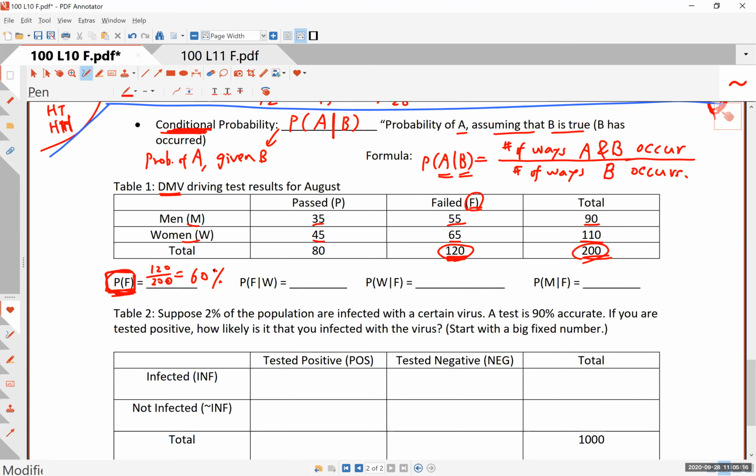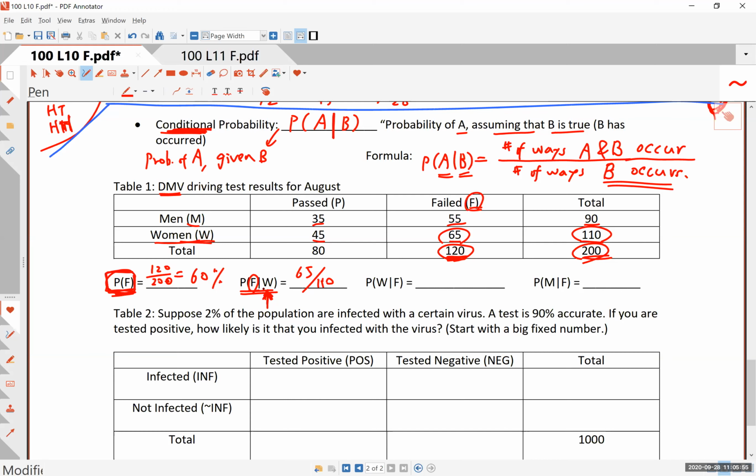What is the probability that the person failed given that what? Read this carefully: given that the person was a woman. So out of these women, remember the denominator is the number of women who took this. That's 65. And out of those, sorry, that's not true. How many women took this? Yeah, the answer is 110. So you have to look for the right number. The number of women who took this test was 110, and out of those, 65 of them failed.